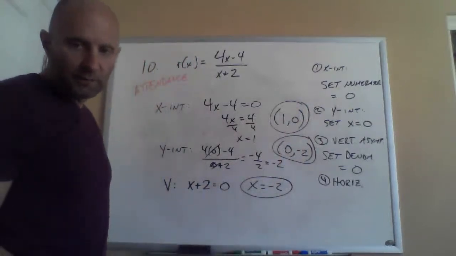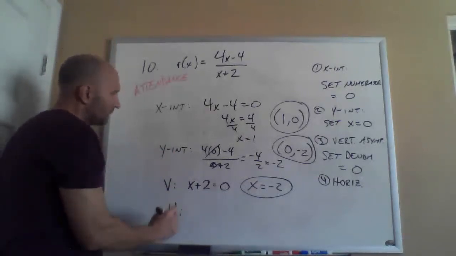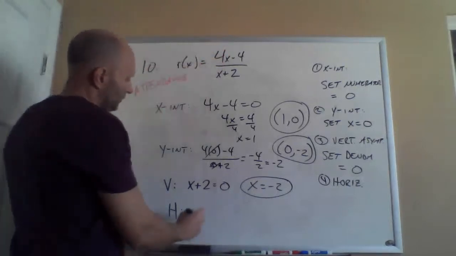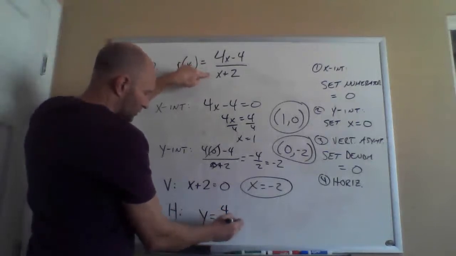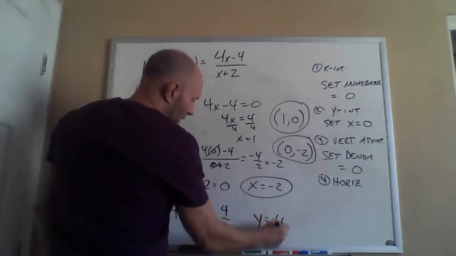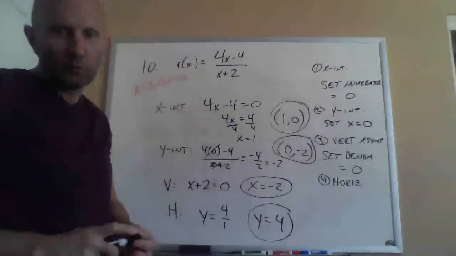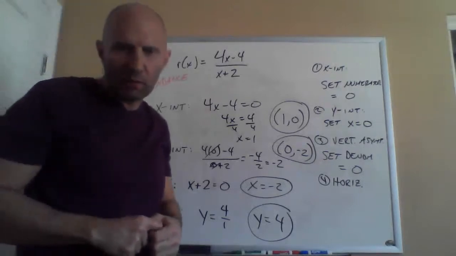Any questions so far? And last but not least, the horizontal. So I'm looking at the exponents. This is x to the first, x to the first. So it's just y equals 4 over 1, which is 4. So just y equals 4 is my horizontal asymptote. Any questions on that one?